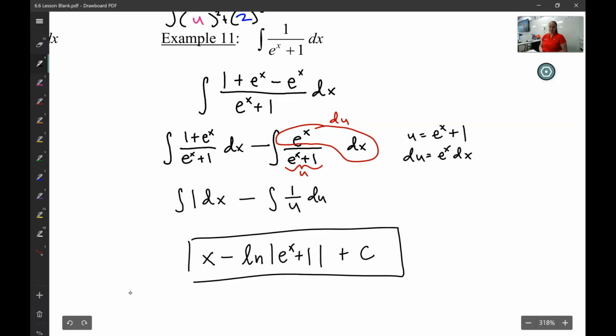And that's our answer. That is it for our integration rules and techniques. We are done with learning new rules, and from here it's just practicing these rules over and over and over to get them all memorized.